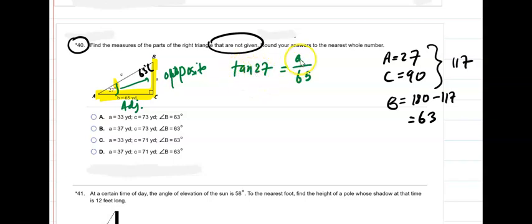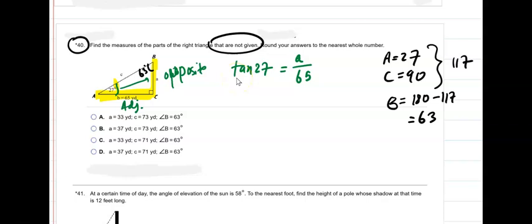Tangent equals opposite over adjacent. Tangent of angles. Here the angle is 27, so the tangent of 27 equals opposite A over adjacent B, which is 65. But you have to find the value of tangent 27.